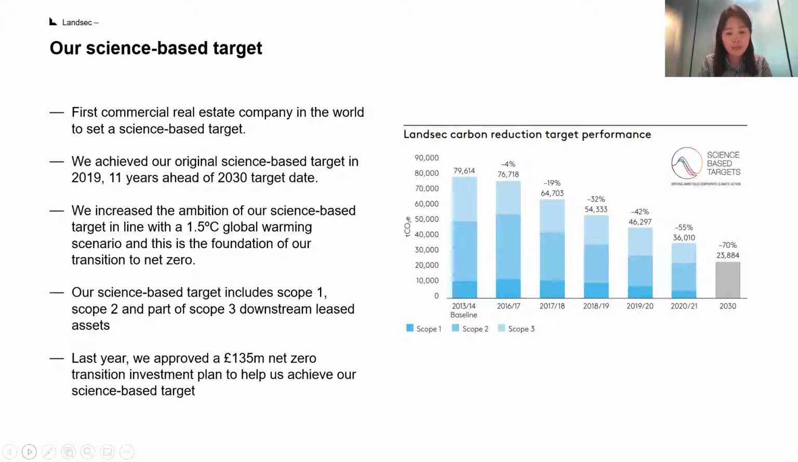Our updated science-based target is to reduce our emissions by 7% by 2030 compared with the 13-14 baseline. Of course, it includes Scope 1 and 2, but it also includes part of our Scope 3 emissions associated with downstream leased assets. To help us achieve the science-based target, last year we approved a 135 million net zero investment transition plan.